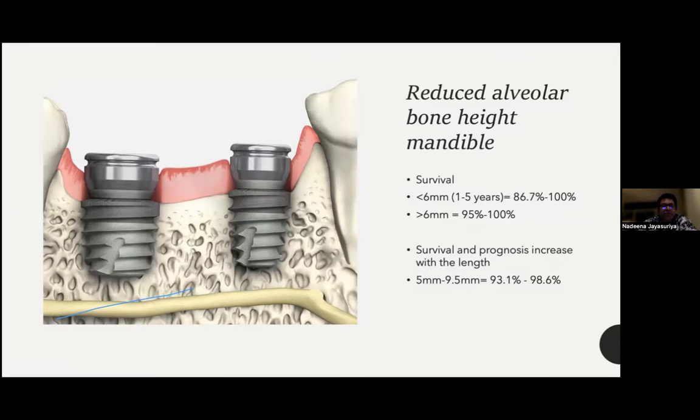So now, if you know that there are short implants, you can say, yes, I can offer you a dental implant. So short implants, over 1 to 5 years, if they're more than 6 millimeters, have a 95 to 100% survival. But if it's less than 6 millimeters, it still has an 86% survival. So there is good survival even when we use short implants.